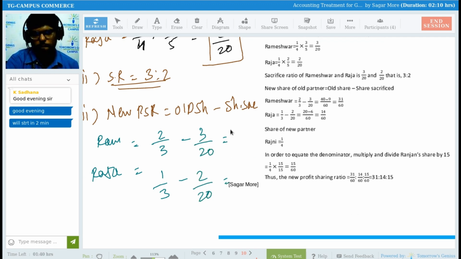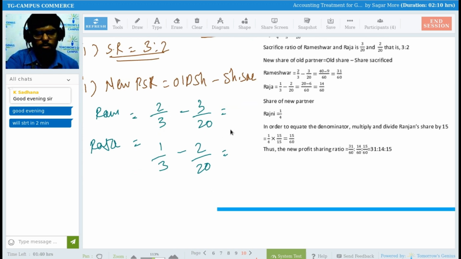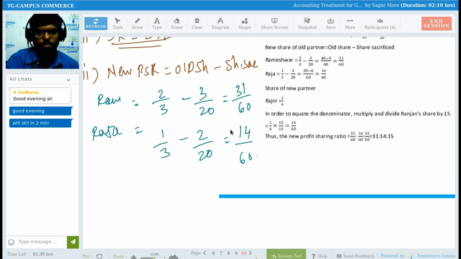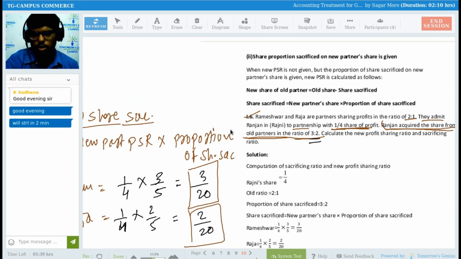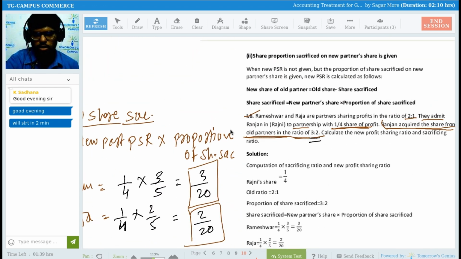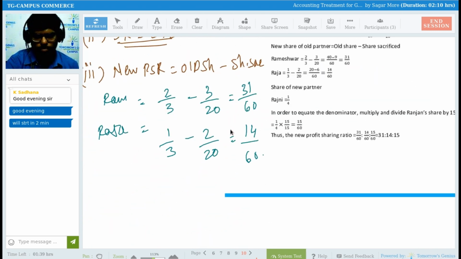Tell me. So 31 by 60. The answer is 31 upon 60. And 14 by 60. Check everyone now. And what is the new partner's share? So the new partner's share is 1/4, right?